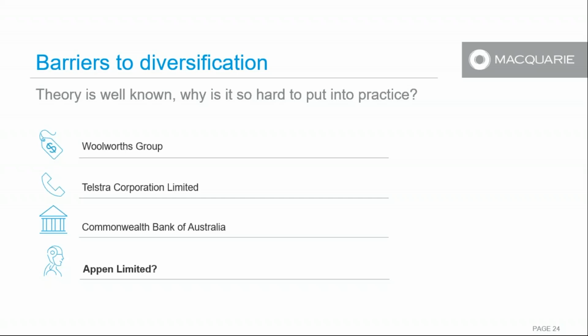Missed opportunities like Appen Limited, which is listed on the ASX, which is a market leader in developing voice-to-text technology and services the likes of Apple, Facebook, and Google.